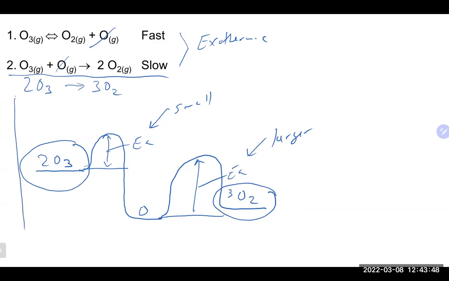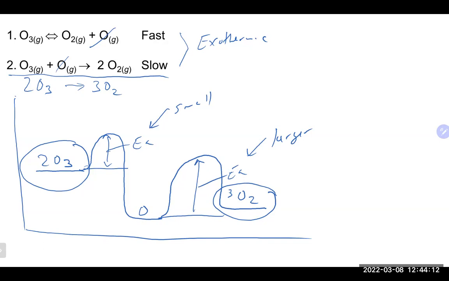So you can display these mechanisms using energy diagrams, and basically your activation hills should reflect which one is the fast or slow step. The slowest step in your mechanism should end up being a step that has a much larger activation energy hill than the faster steps in it. Any questions on how to do that?